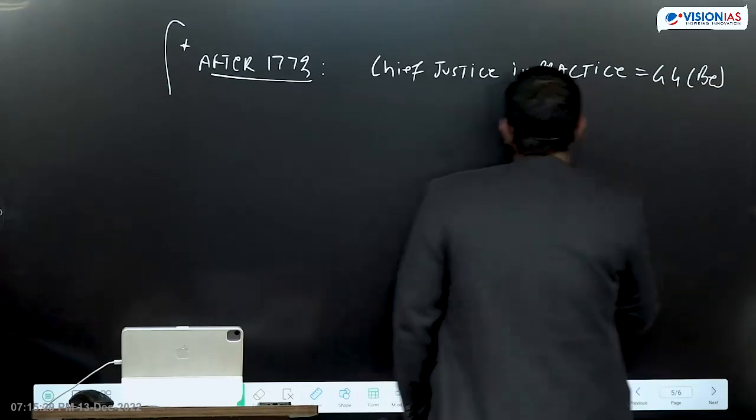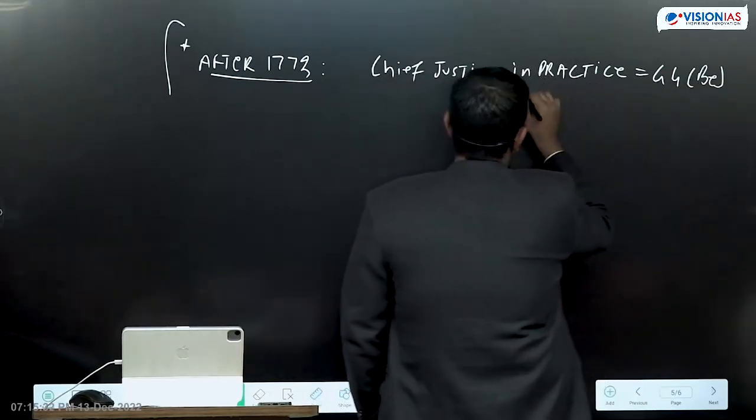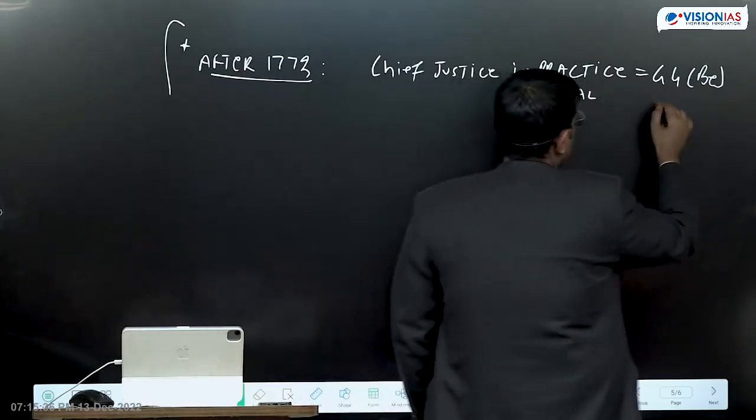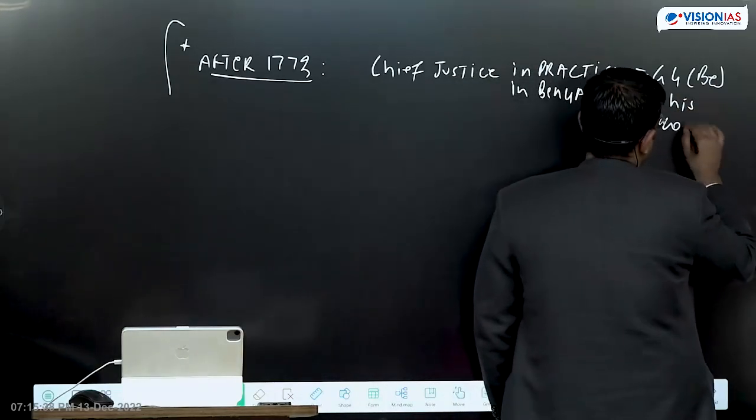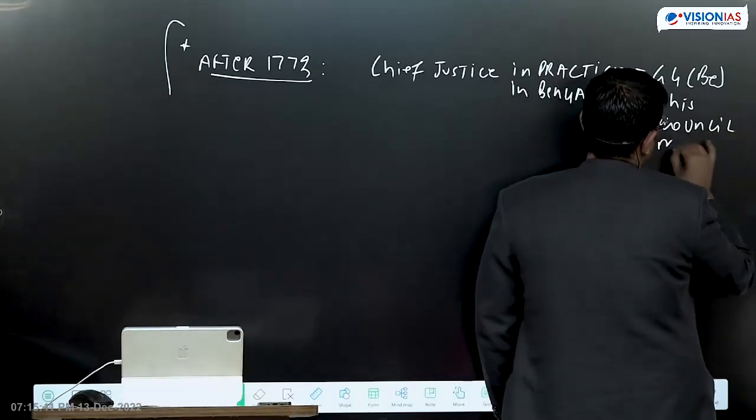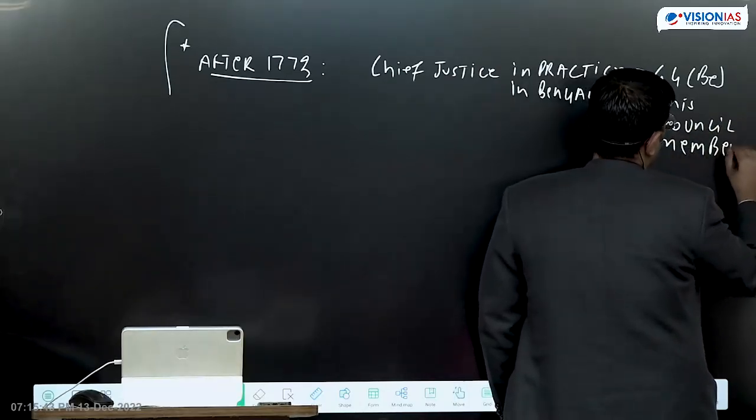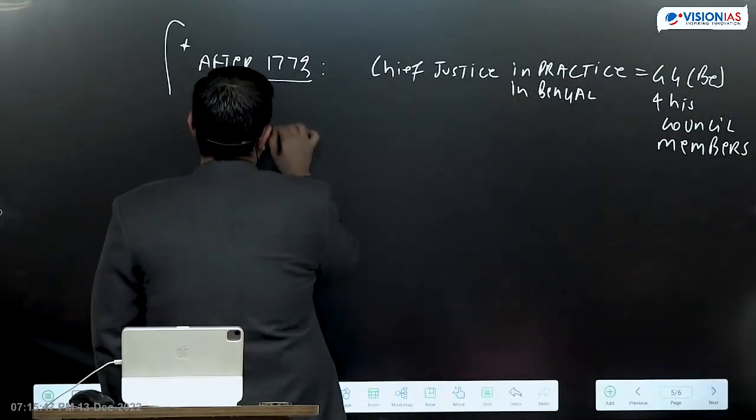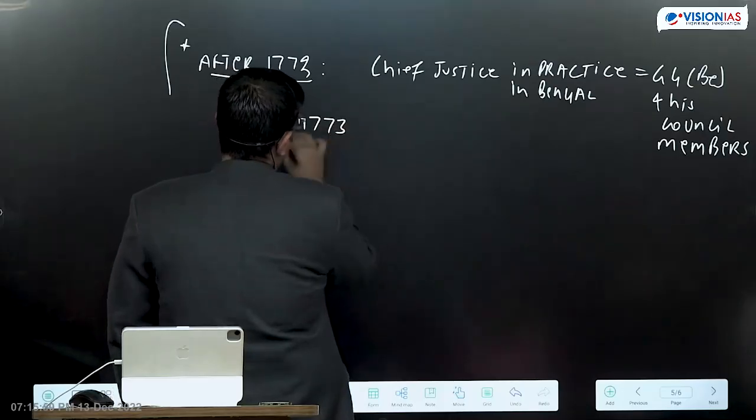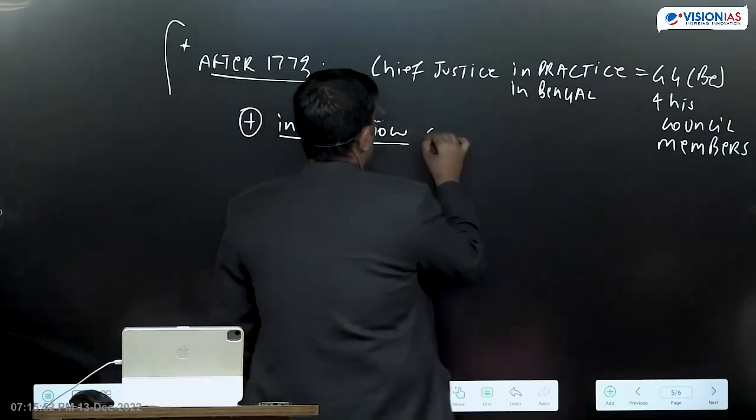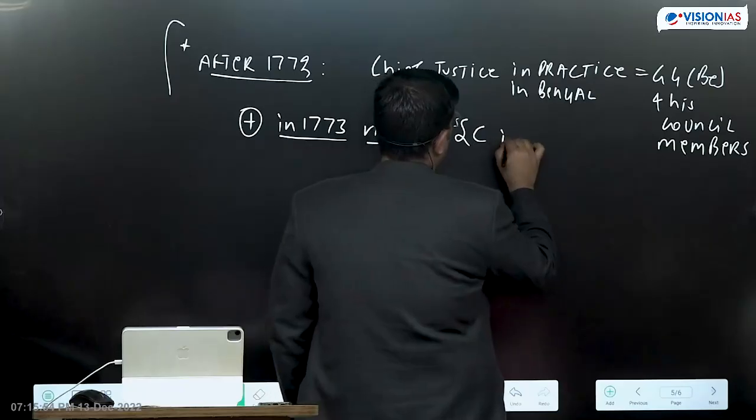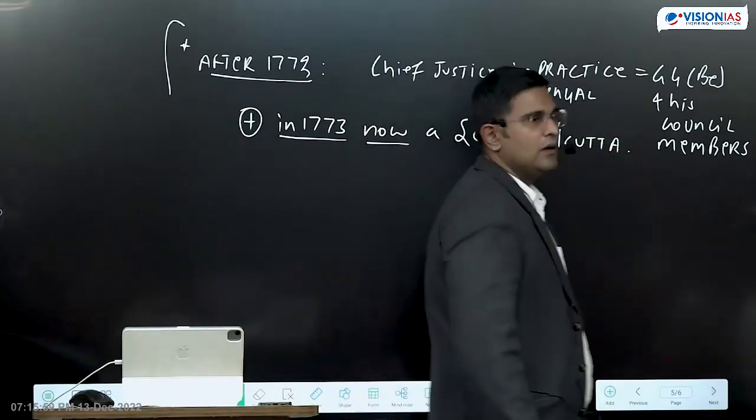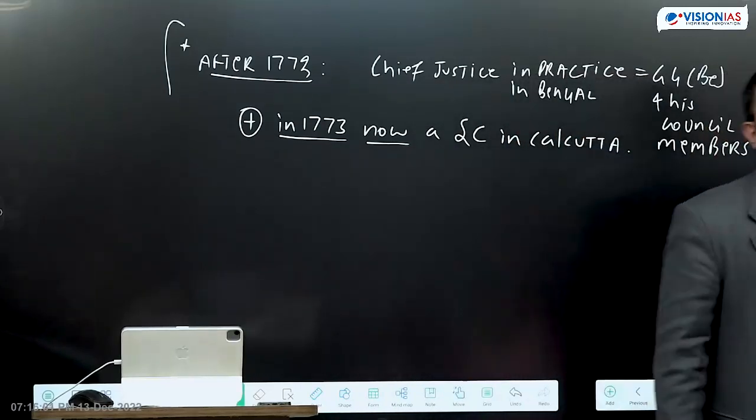हम कहाँ की बात कर रहे हैं? बंगाल की ही बात कर रहे हैं. चीफ जस्टिस इन प्रैक्टिस इन बंगाल इज इक्वल टू जीजी बंगाल एंड हिज काउंसिल मेंबर्स. ठीक. प्लस इन 1773 नाउ अ सुप्रीम कोर्ट. कहां पे? इन कैलकाटा. तो jurisdiction का क्लैश हो गया.